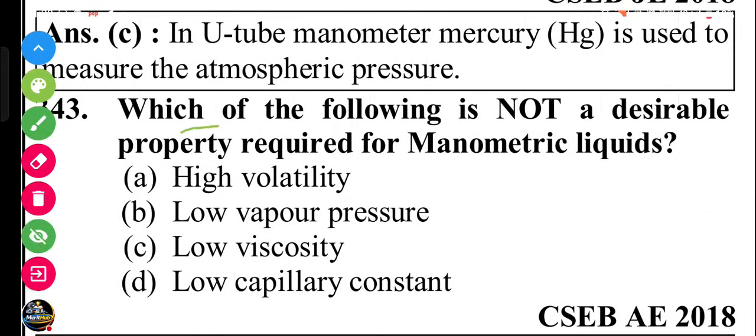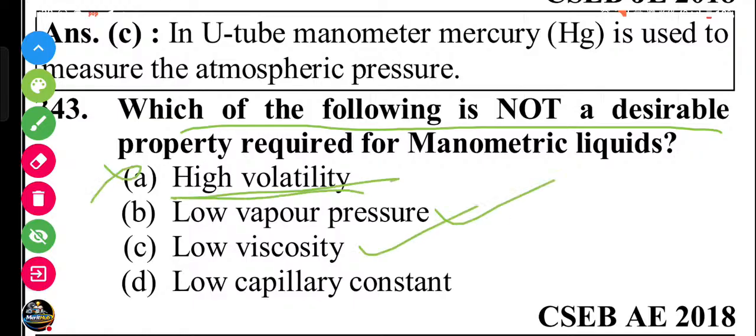Next question: which of the following is not a desirable property required for a manometric fluid? High volatility is not required. Low vapor pressure, low viscosity, low capillary constant are desirable. So A is the answer.